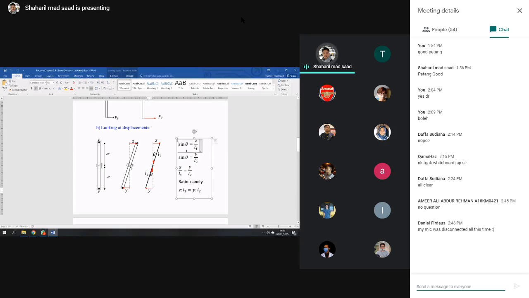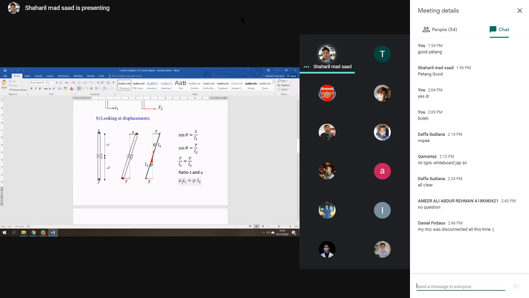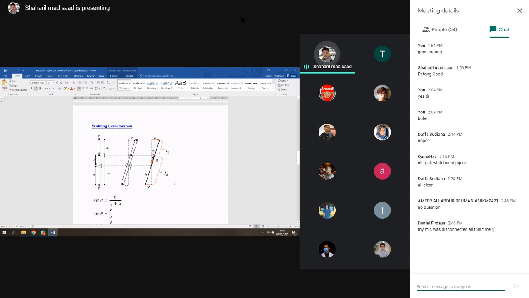Okay, so this is the basic one, right? And then you can find the relationship between Z and Y. Sine theta equals this one. Then from this one you can find some ratio. Alright.